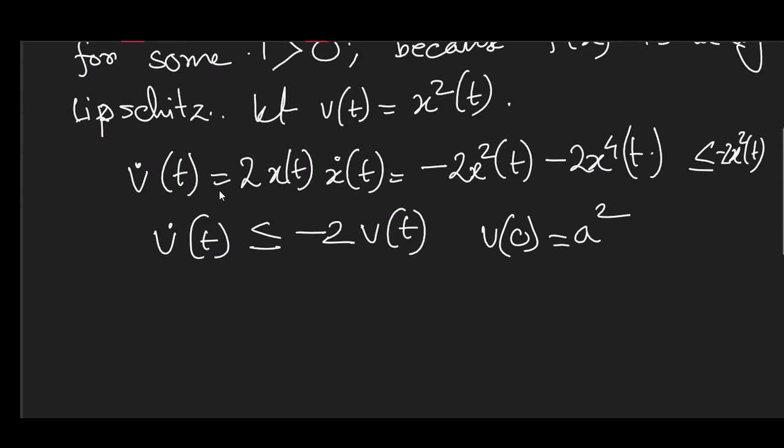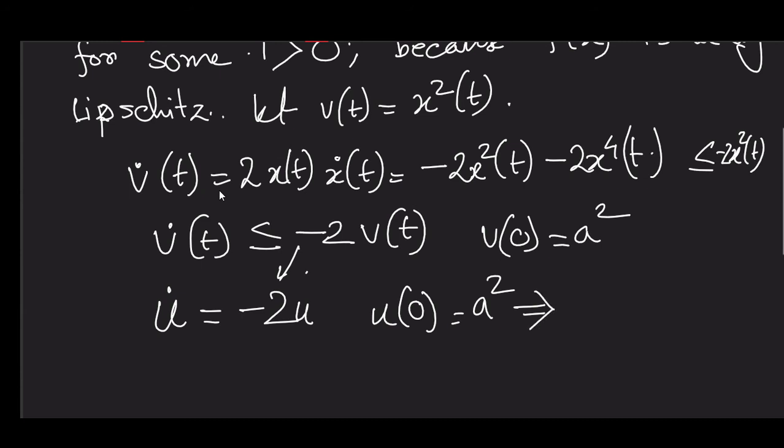Now let u(t) be a solution of that differential equation. Then what you will get? u dot is equal to minus 2u. Just means considering this u dot is equal to minus 2u, and u naught is equal to a square. So these two yield u will be how much? u will be a square e to the power minus 2t.